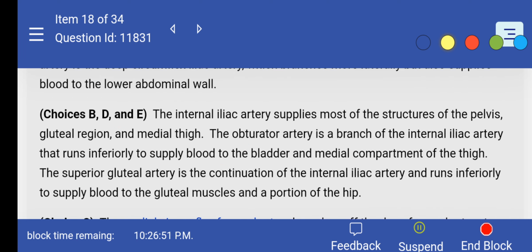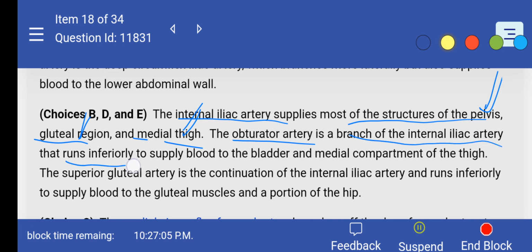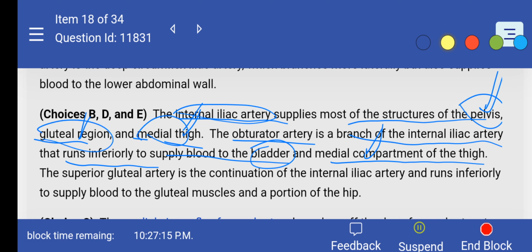Why not the other options? The internal iliac artery supplies most of the structures of the pelvis, gluteal region, medial thigh. Which things? Pelvis, gluteal region, medial thigh. The obturator artery is a branch of the internal iliac artery that runs inferiorly to supply blood to the bladder, right? And with that the medial compartment of the thigh. Important. Internal iliac artery by itself: pelvis, gluteal region, medial thigh. Obturator artery, a branch of the internal iliac artery, supplies the bladder and medial compartment of the thigh.